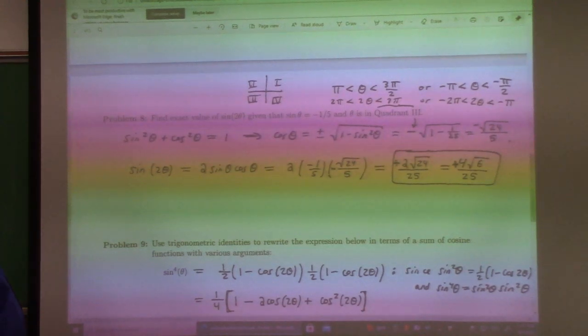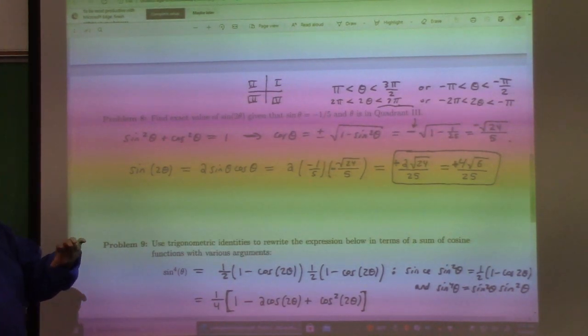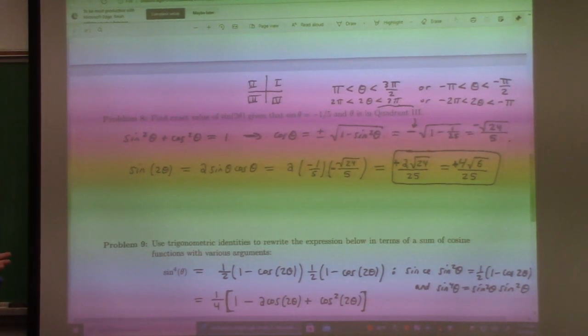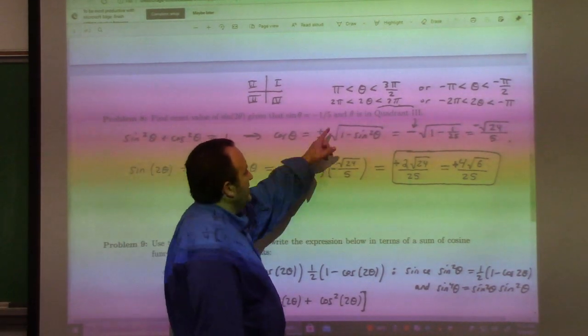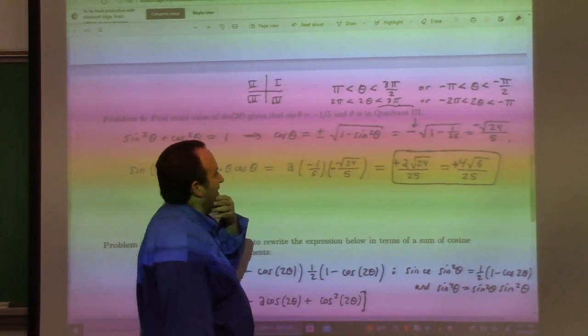Up at the top, I'm just thinking through, wait a minute, what does this mean? If theta is in quadrant 3, that means theta is between pi and 3 pi over 2, or you could say between minus pi and minus pi over 2. You have different ways of presenting the standard angle, right? Whichever way you present it, if you multiply by 2, you're between 2 pi and 3 pi, or between minus 2 pi and minus pi.